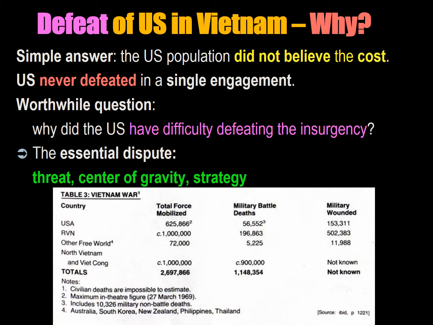Now here there is a polarized debate between Summers, who was a military colonel, and he's supported by most military analysts, and Krepinevich, who's supported by civilian analysts. It should be pointed out that Krepinevich had a significant positive influence on the U.S. counterinsurgency operation in Iraq in the 2000s. The essential dispute is the threat posed by the enemy, and consequently the center of gravity and the strategy to attack it. Here you can see a loss chart of the Republic of Vietnam, the US, other free world allies, and the Viet Cong.